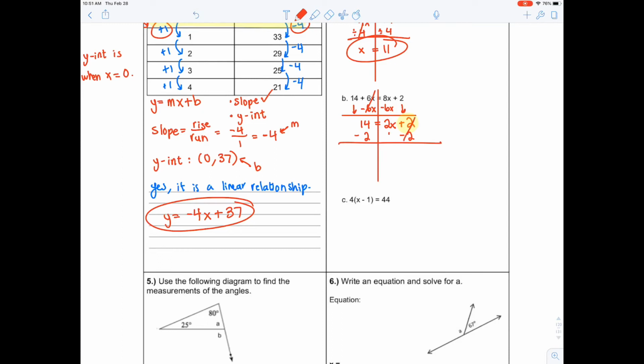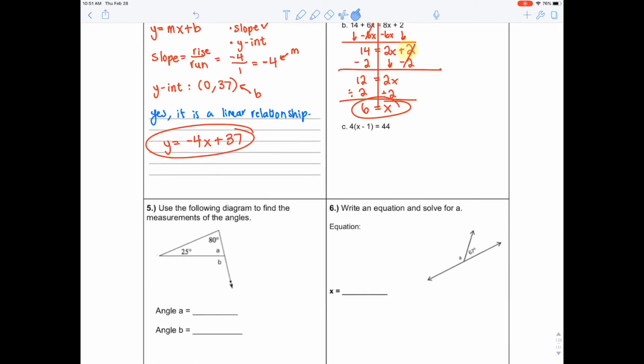These 2's are going to cancel out. Bring down my 2x. 14 minus 2, well, that's 12. Okay, now I see 2 times x, so I'm going to divide by 2 on both sides. So x is equal to, what's 12 divided by 2? Well, that's 6. And that's your answer.